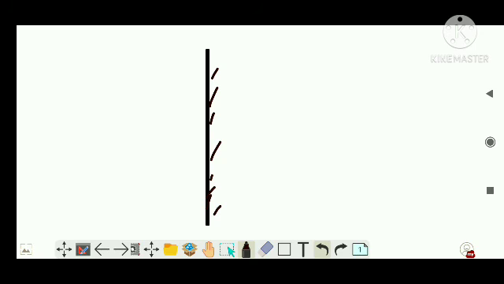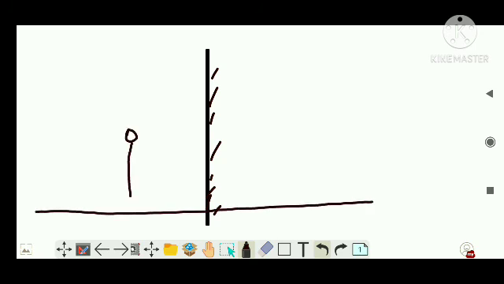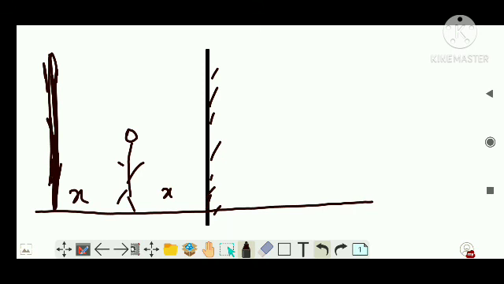This is our mirror. This is you. Let's say you are equidistant from a wall. Let's darken the wall. Let the wall be AB. You are just in the middle between the wall and the mirror, and you want to see its image, let's say of equal height.